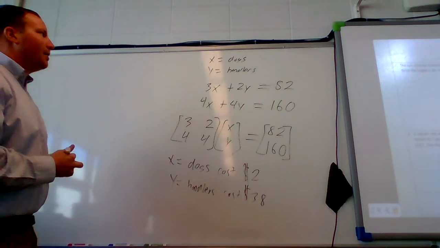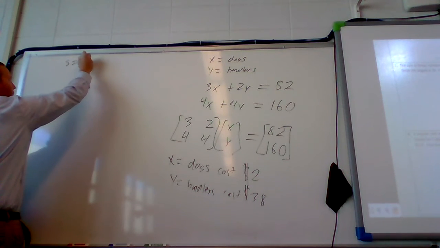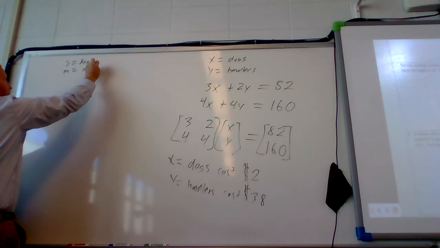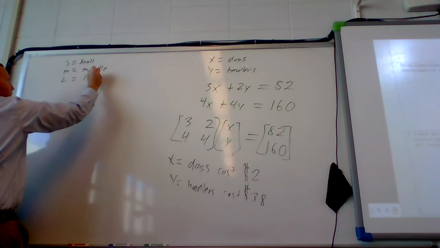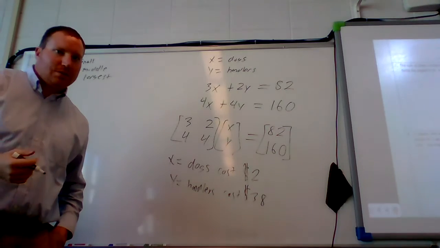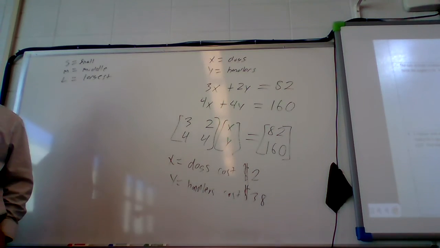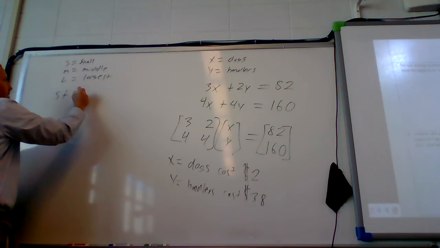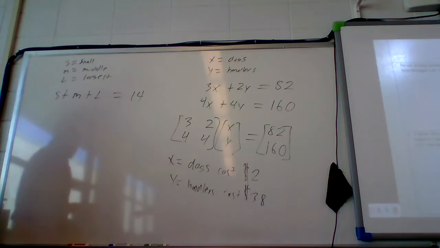So first we need to find our variables. I'm going to use S for smallest, M for our middle, and L for our largest. Right? That makes sense. So the sum of 3 numbers is 14. So the sum of our 3 numbers, S plus M plus L, is equal to 14.